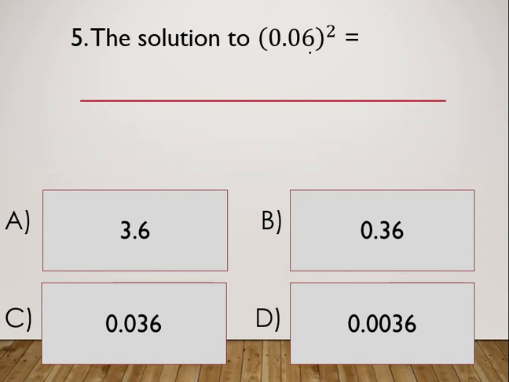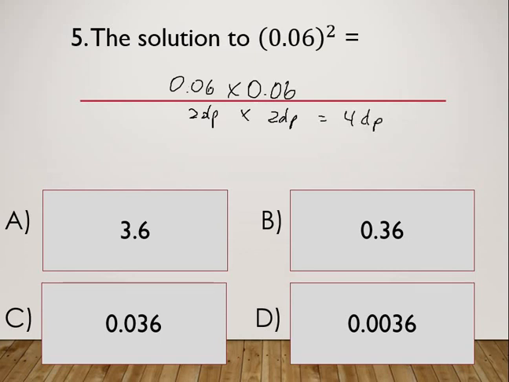If we have 0.06 multiplied by itself, just think of it as a different number. This has 2 decimal places. We're multiplying, remember, and this has 2 decimal places. Because we're multiplying, our answer should have 4 decimal places.